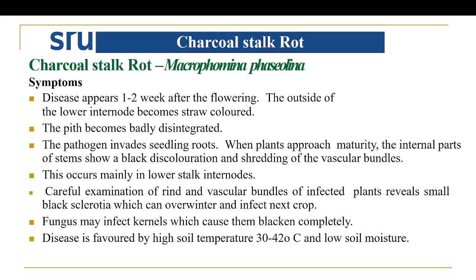Careful examination of the pith and vascular bundles of the infected plant reveals small black sclerotia, which can overwinter and infect the next crop. The fungus may infect the kernels, causing them to blacken completely. The disease is favored by high soil temperature of 30 to 42 degrees Celsius and low soil moisture. So low soil moisture combined with high temperature and without proper nutrition to the crop always favors charcoal stalk rot.